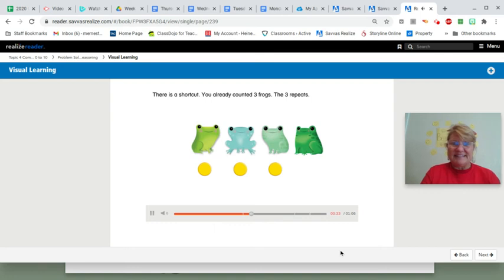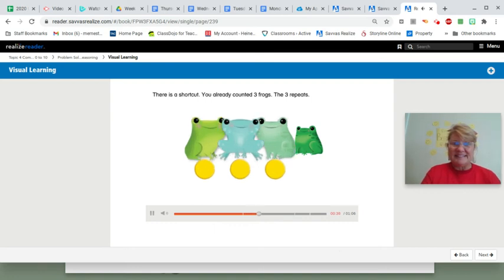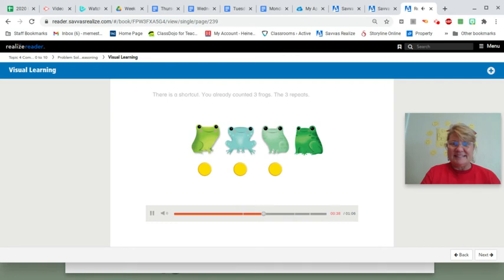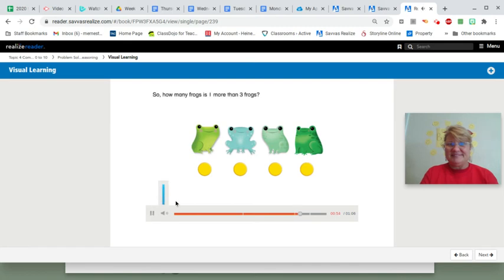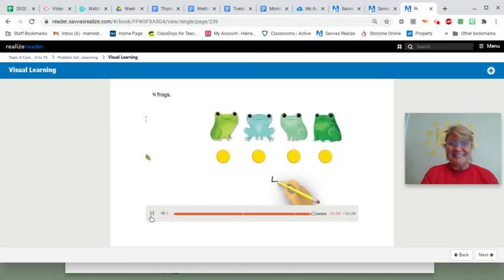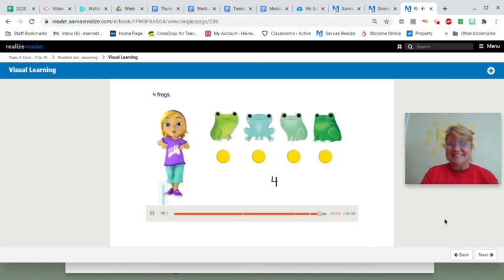There is a shortcut. You already counted 3 frogs. The 3 repeats. The 3 frogs are the same as in the beginning, so you don't need to count 1, 2, 3 again. You can repeat the 3 and count one more. So like I showed you, it would be 3, and one more would be 4. So, how many frogs is one more than 3 frogs? You know. 4 frogs. Good job!